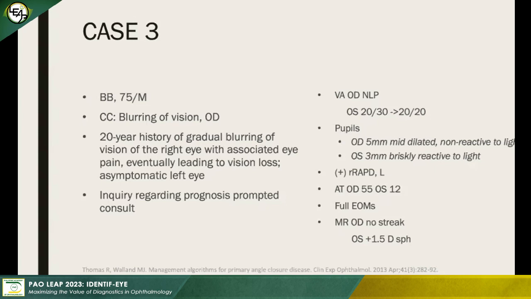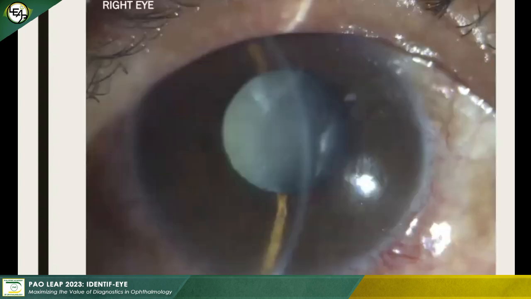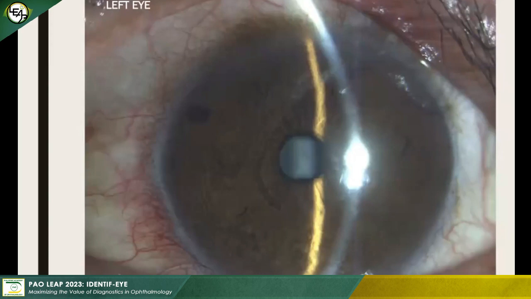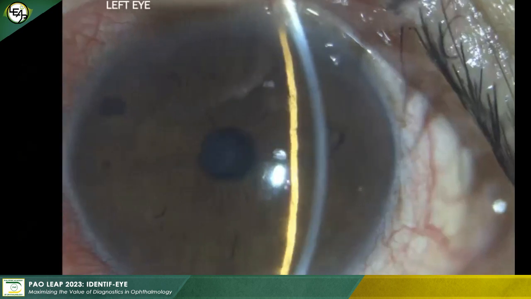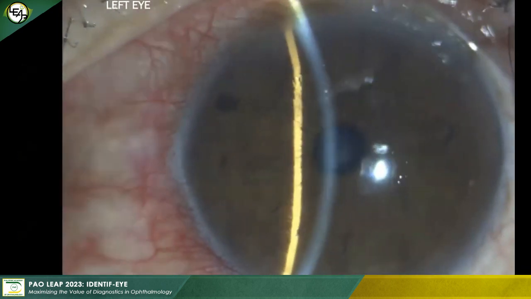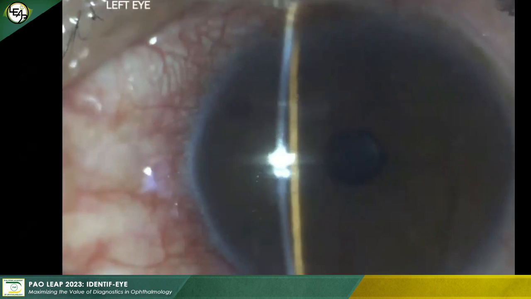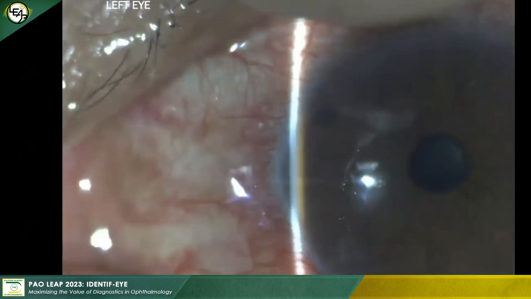The right eye is already mid-dilated, non-reactive, while the left is still briskly reactive with the reverse RAPD of the left. Pressure on the right is very high at 55. On the left, it's still normal. So this is a slit lamp examination of the right eye. So here, there is a very shallow central anterior chamber with a convex plane. This is the left eye with a relatively flat central anterior chamber, but the periphery is quite shallow. So notice that the periphery is shallow. When you move to the central anterior chamber, it's quite flat.